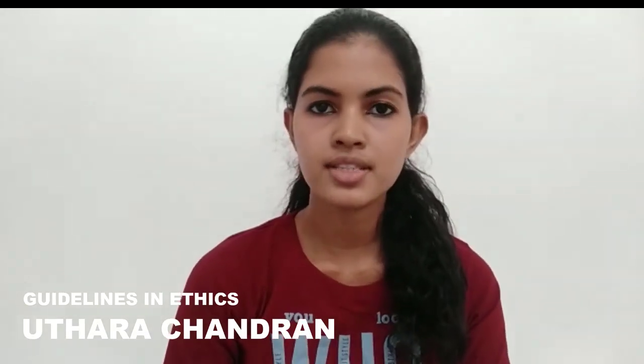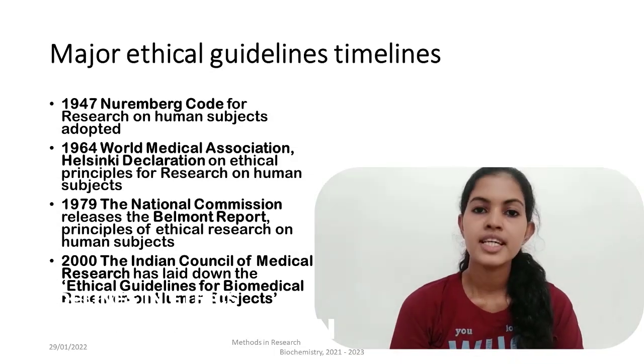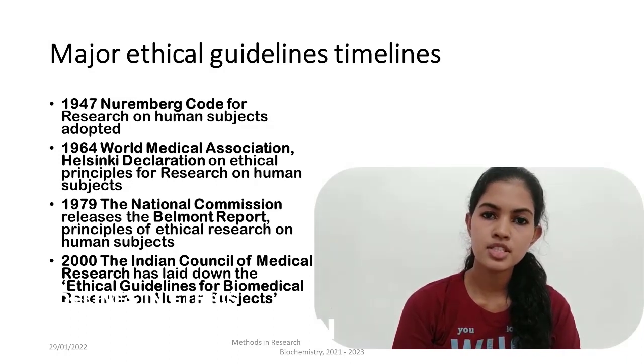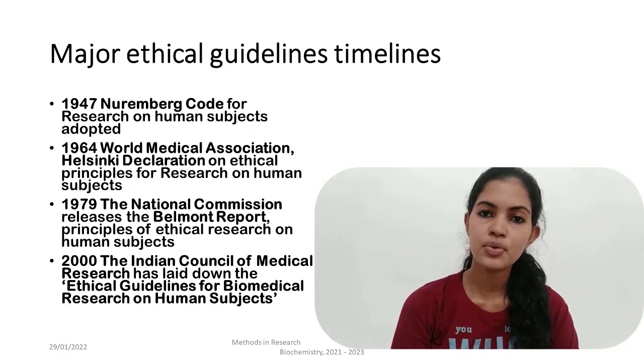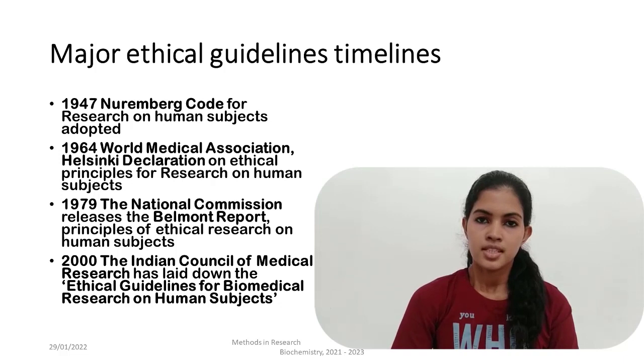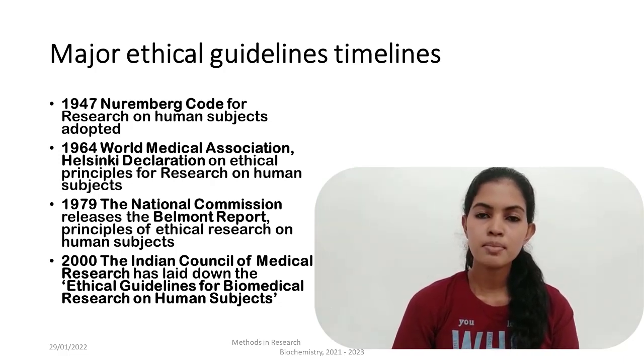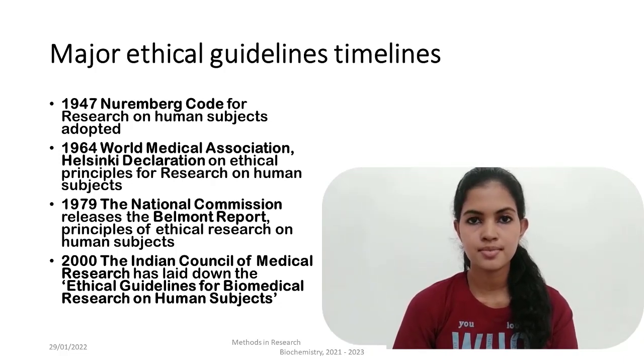I am Uthara Chandran. I am going to take the section Major Ethical Guidelines Timeline, Informed Consent and its Importance. Major Ethical Guidelines Timeline. In 1947, the Nuremberg Code for Research on Human Subjects was adopted. In 1964, the World Medical Association Helsinki Declaration on Ethical Principles for Research on Human Subjects. In 1979, the National Commission released the Belmont Report, Principles of Ethical Research on Human Subjects. In 2000, the Indian Council of Medical Research laid down the ethical guidelines for biomedical research on human subjects.